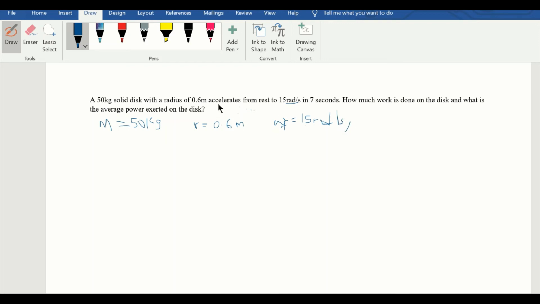It accelerates from rest. That means that my omega one should be 0 rads per second. So when we see rads per second, it's talking about angular speed. Question, okay, in 7 seconds, so my time is 7 seconds. We are asked to find the work done on the disk and the average power exerted on the disk.